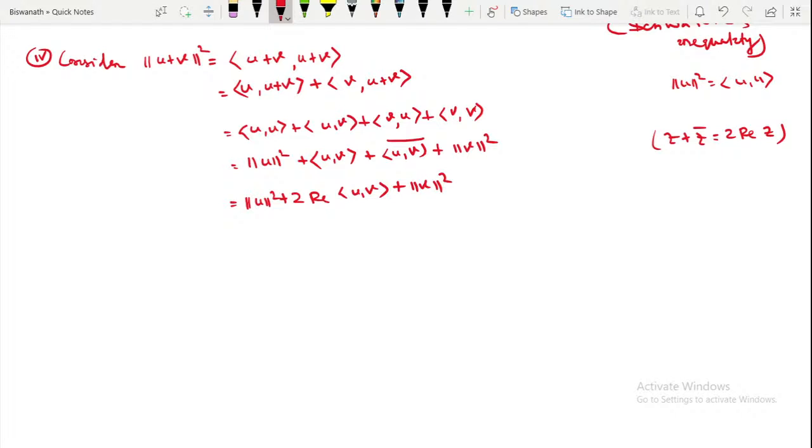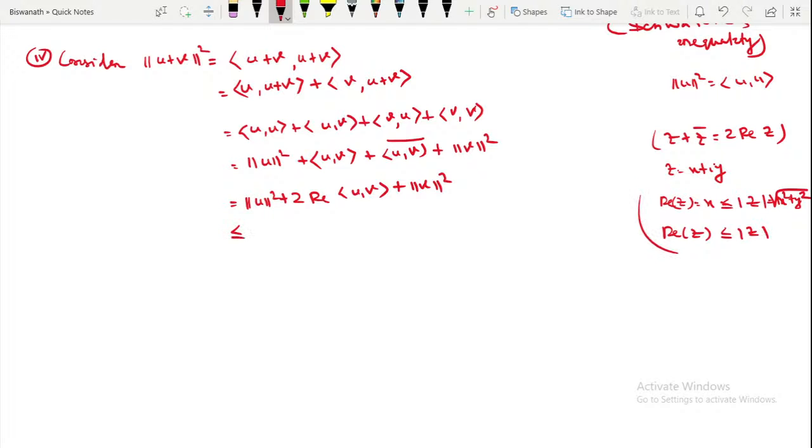And also we know that if z is a complex number, like x plus iy, what is real z? Real z is x. So we know real z is always less than or equal to mod z. What is mod z? This is the square root of x square plus y square. So we always know that real z is less than or equal to mod z. So I will use that concept.